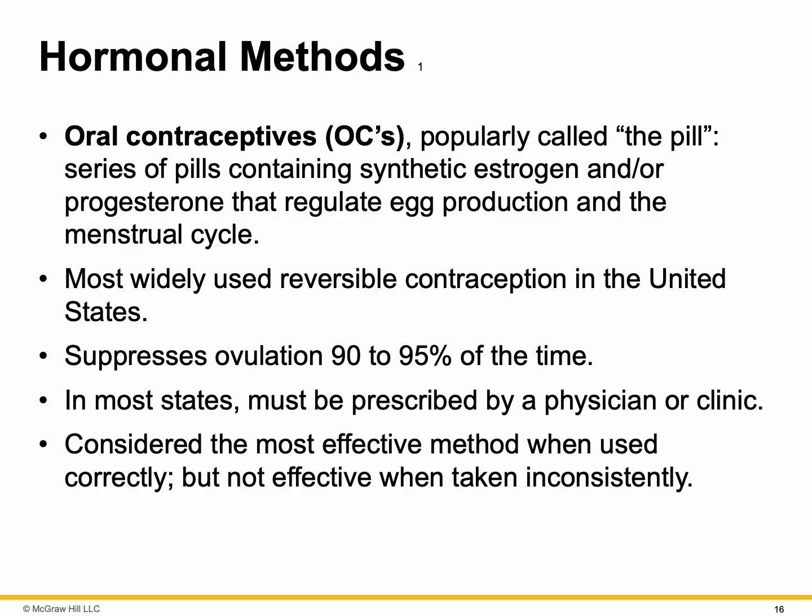Oral contraceptives are highly effective because they suppress ovulation 90 to 95% of the time. While in most states, oral contraceptives must be prescribed by a physician or clinic, they are available through a pharmacist without a physician or clinic prescription in some states. Oral contraceptives must be taken every day at approximately the same time to be the most effective. If they are taken consistently, then studies show that oral contraceptives suppress ovulation, like I said, 90 to 95% of the time. And it should be noted that once a person stops taking the pill, their menstrual cycle resumes within a couple of months.